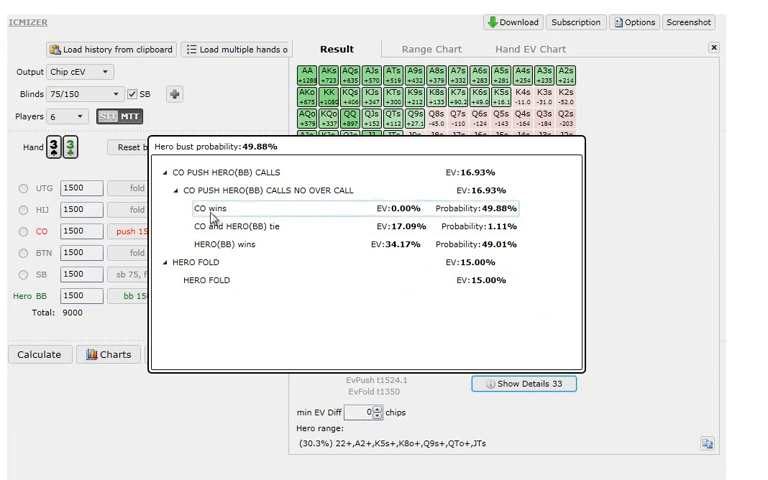So if cutoff wins, we end up with 0 chips. So that's 0 chips with 49.88 probability. If we tie, which is very rare here, when you have threes, tie probability is only 1%. You get back 1,500 chips plus a little bit of small blind, so you get more than where you start. And if we actually win, this is the number breakdown.